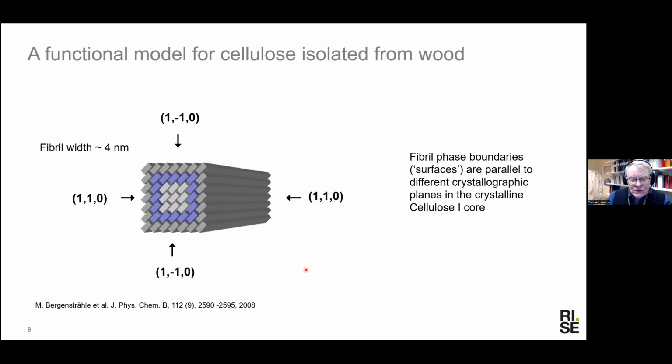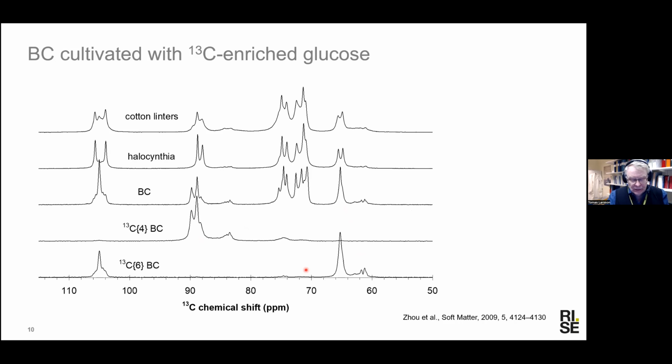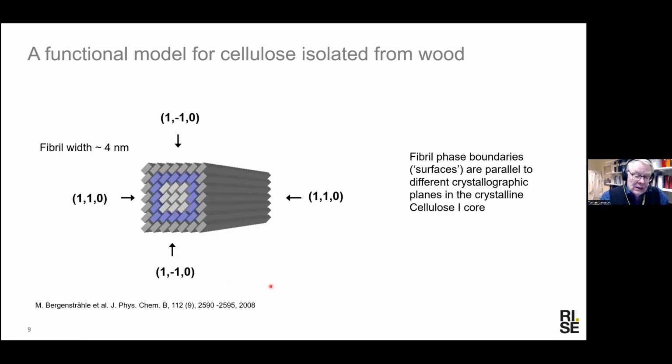And this is a very functional model that we have been using for some 25 years or more, I think. And so far, we have not been able, and nor has anybody else been able, to falsify this model as an interpretation tool for whatever measurement you do on cellulose. In that respect, it's very well established, and it's a very helpful and useful model. I should point out it's not for all cellulose, but it's a good model for cellulose isolated from wood.